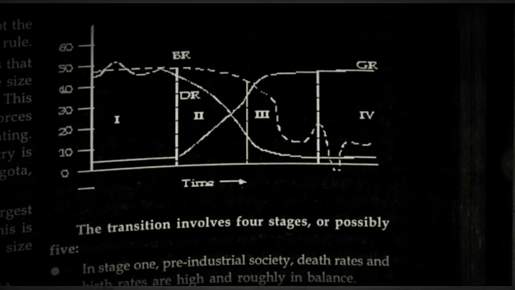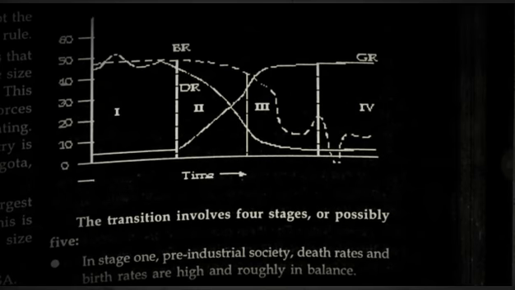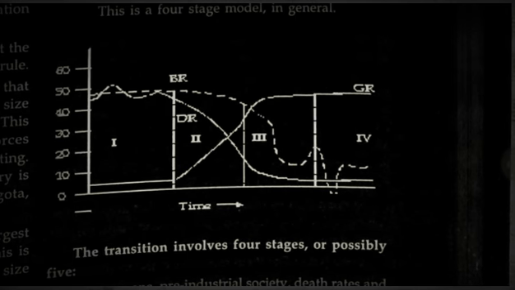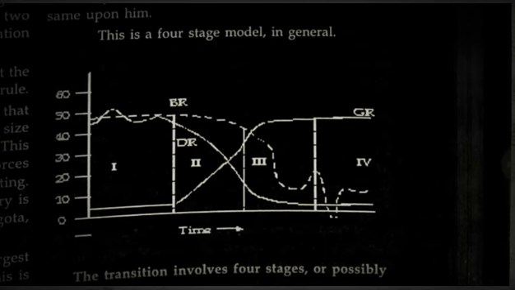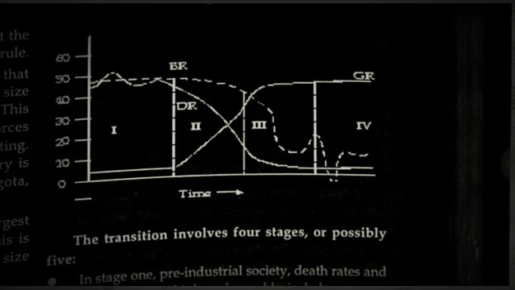In the second stage, death rate is low but birth rate is high due to medical improvement and medical development. That's why in the second stage death rate is low and birth rate is high. In the third stage, birth rate is falling and death rate is low, and growth rate is very high.